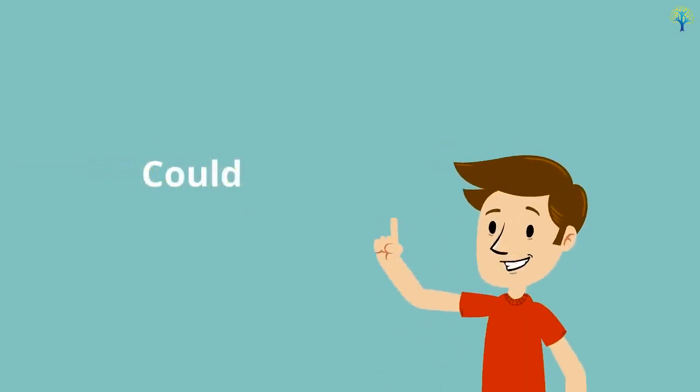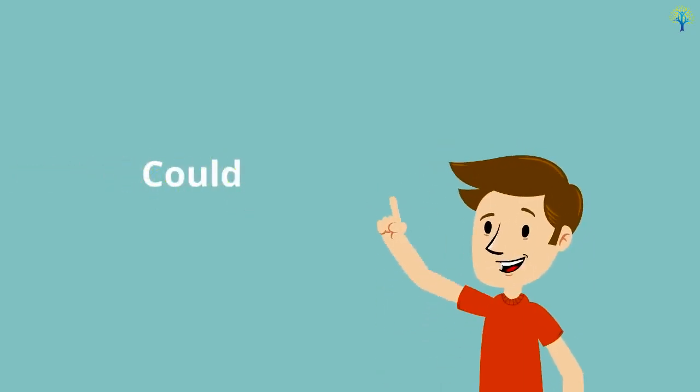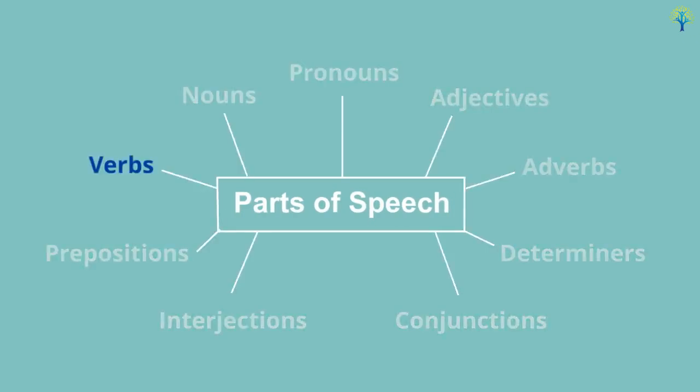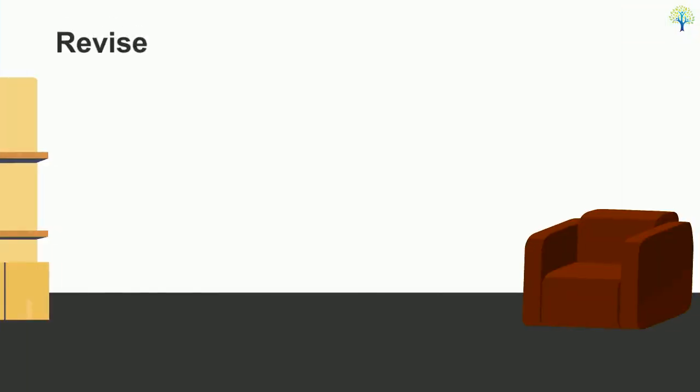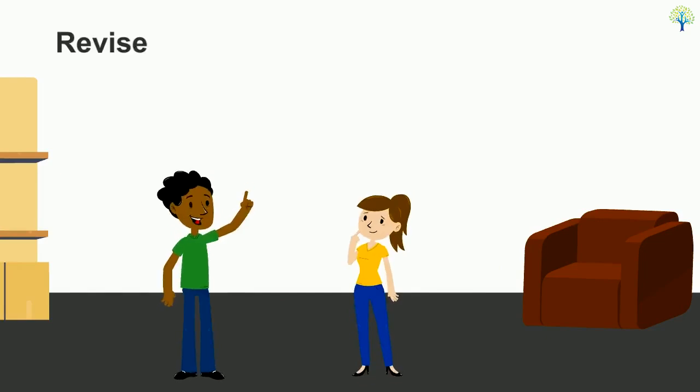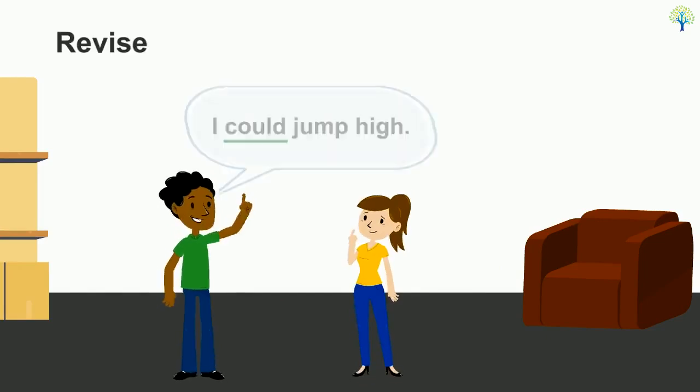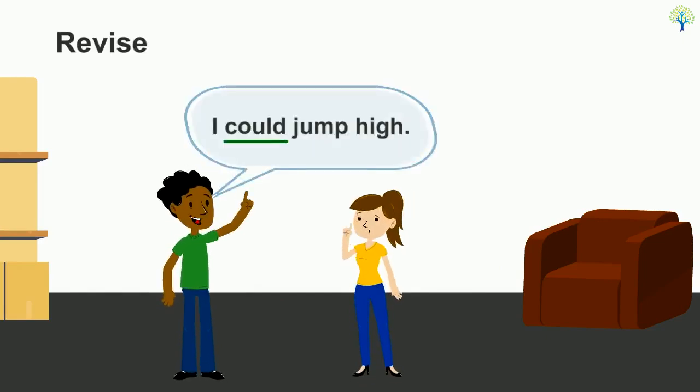In this video, you will learn about the word could. This topic is a part of verbs. As learned earlier, use could to talk about something you were able to do in the past. For example, I could jump high.